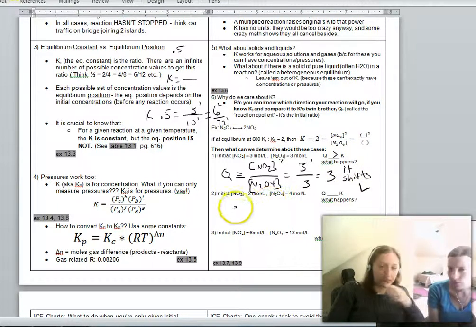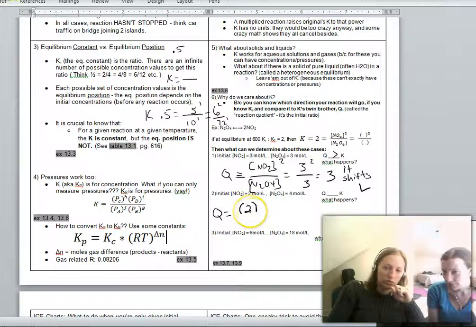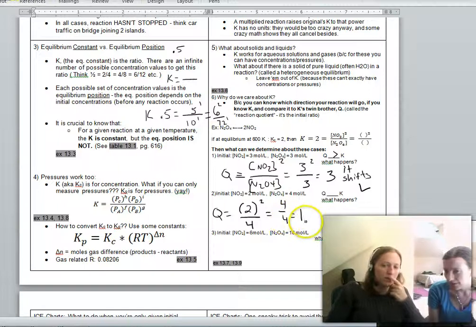Okay, so let's do this one. Your initial is 2 molar NO2 and 4 molar N2O4. So Q equals 2 squared over 4. So you end up with 4 over 4, or 1. Aha! So in this case, Q is less than K. I bet you could have guessed that that would be the next one.